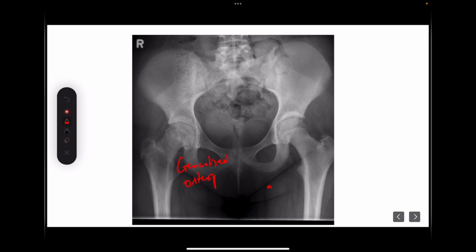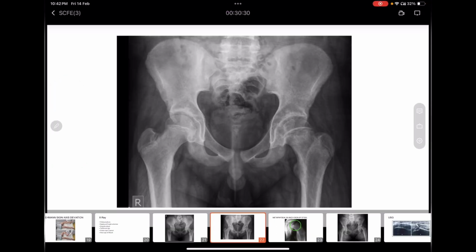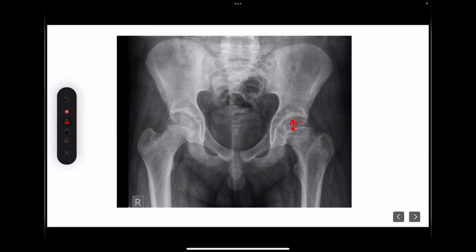Okay, one more thing you should keep in mind is that on the affected side, you are able to see generalized osteopenia of the proximal femur. Compare it with the opposite side. In this side, this is normal, and in this side, you are having osteopenia in all this region. That is also a sign which is seen in SCFE. Coming to the next radiograph, this again is showing reduced height, irregular physis, and osteopenia.